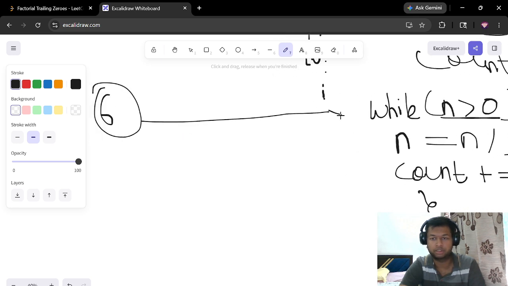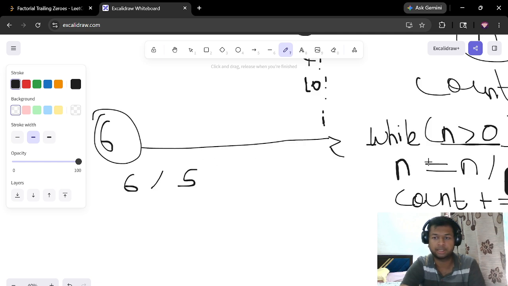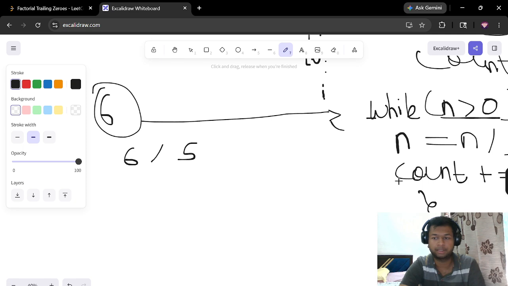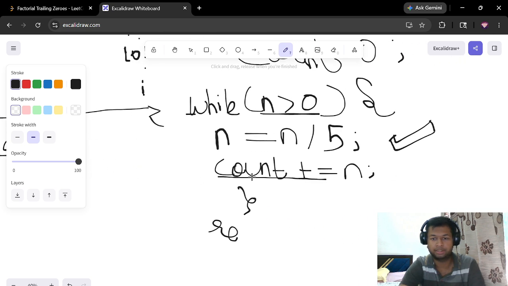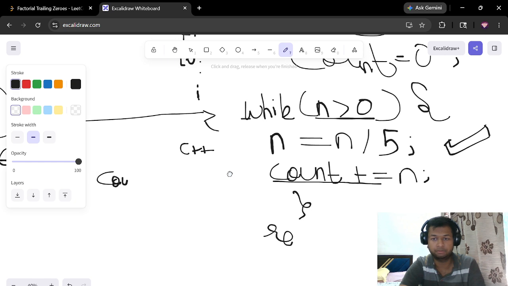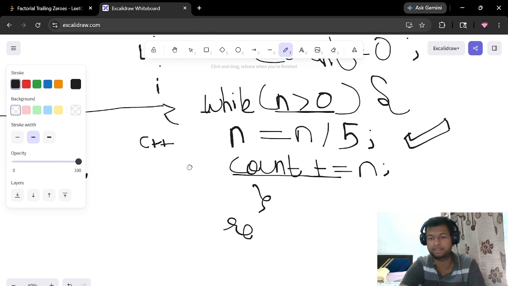So 6 will go here and this condition will be matched. Now what will we do? 6 divided by 5 will be 1, because here it is n, so n would be 1 and count will be incremented to 1. Here we have not incremented the count like count plus plus, because that would increment only by 1. We need to find how many trailing zeros there are, not how many numbers. So to find trailing zeros I have done this step: count plus equal to n.